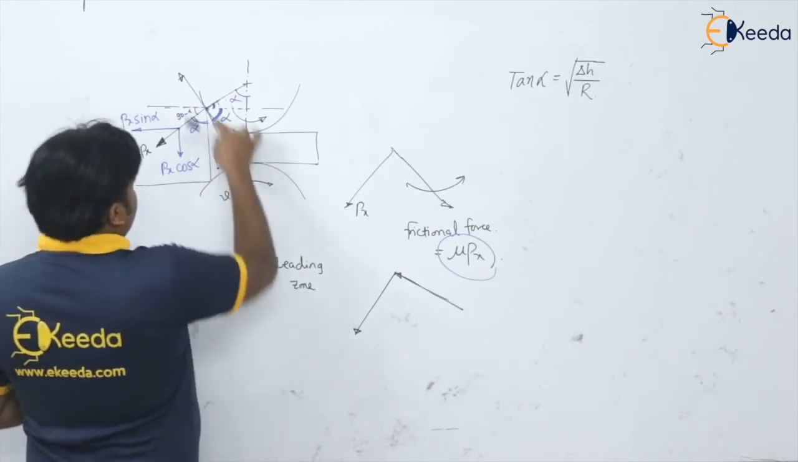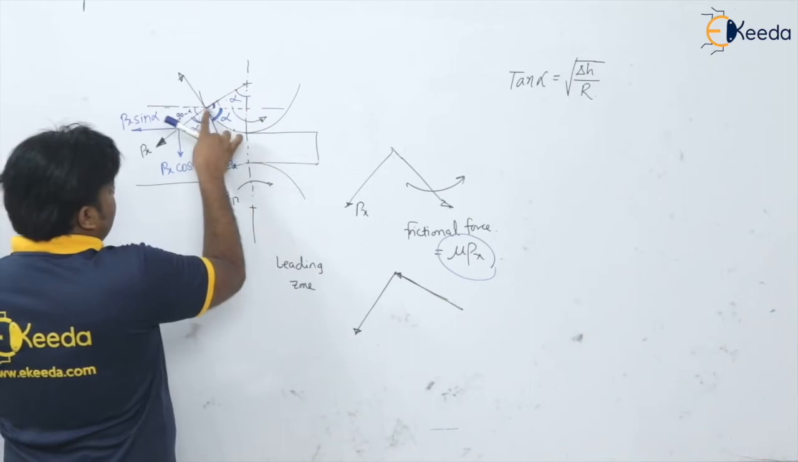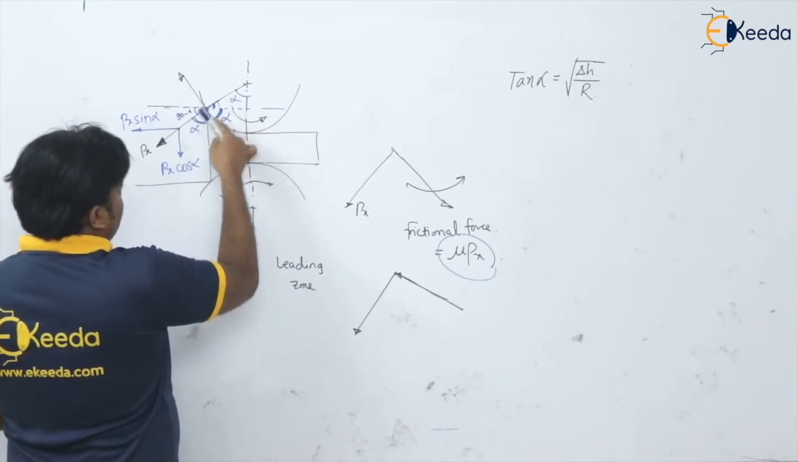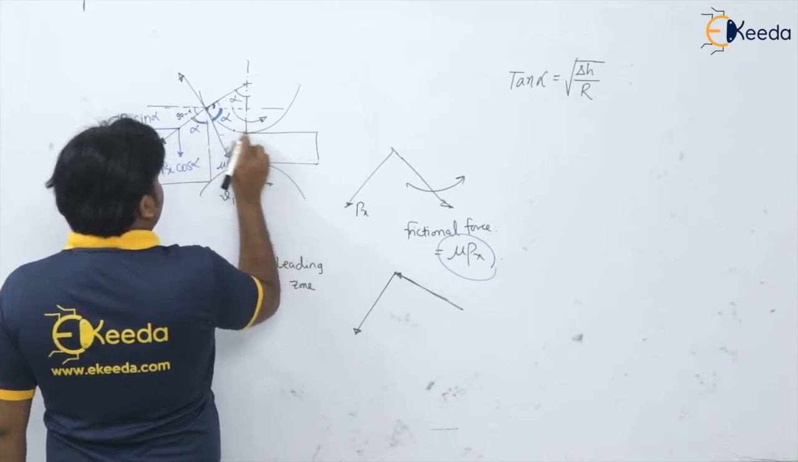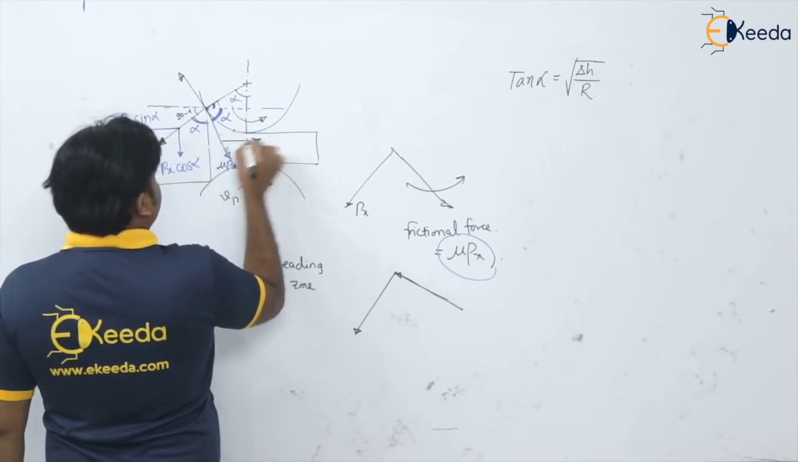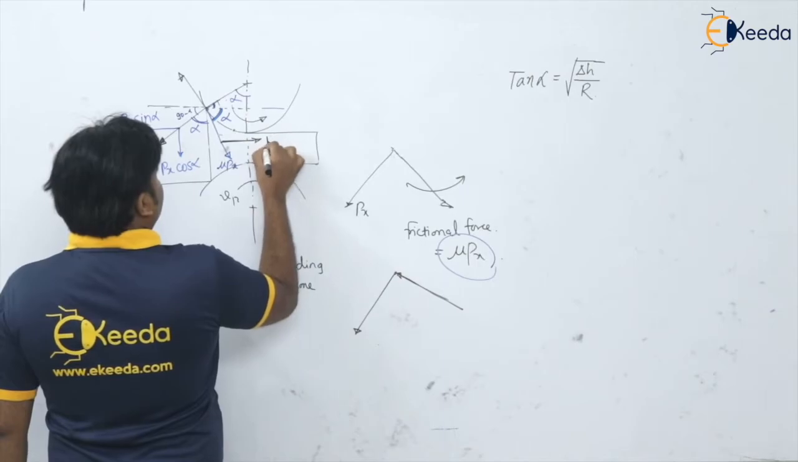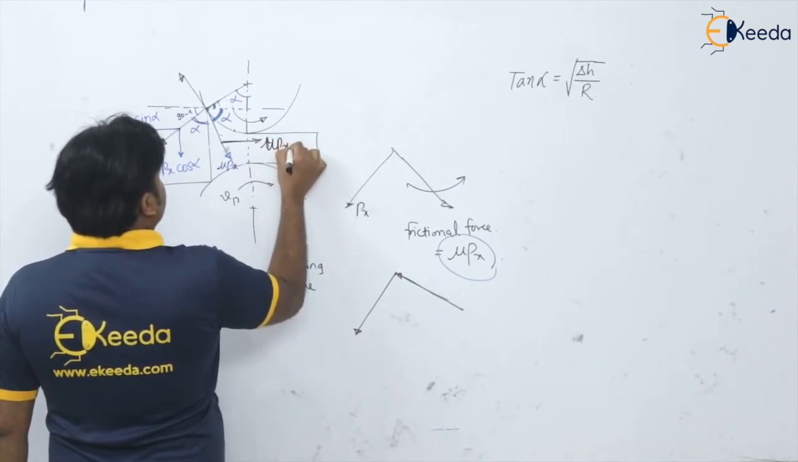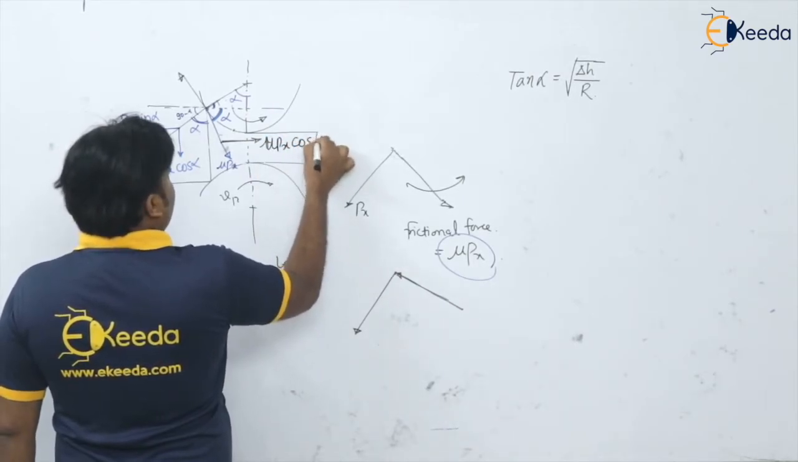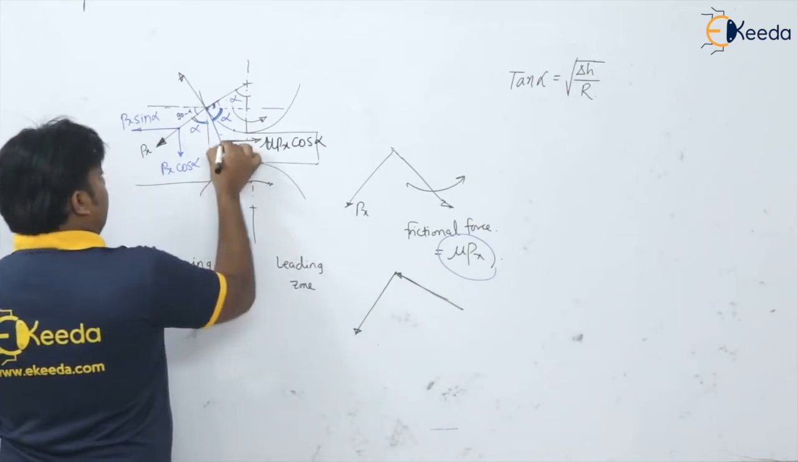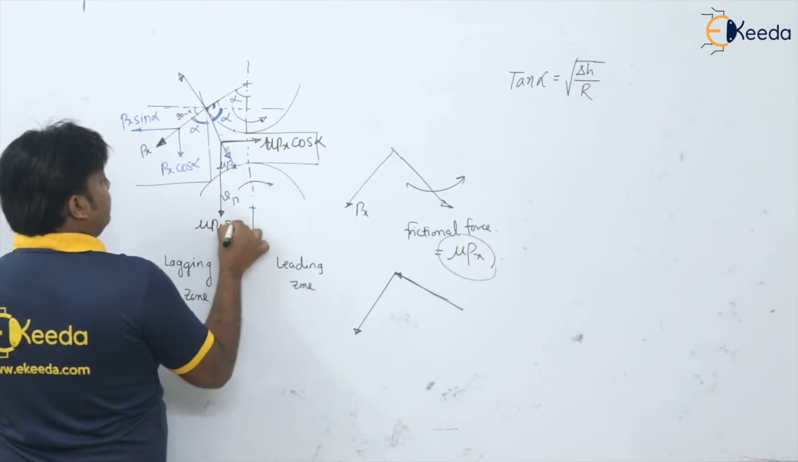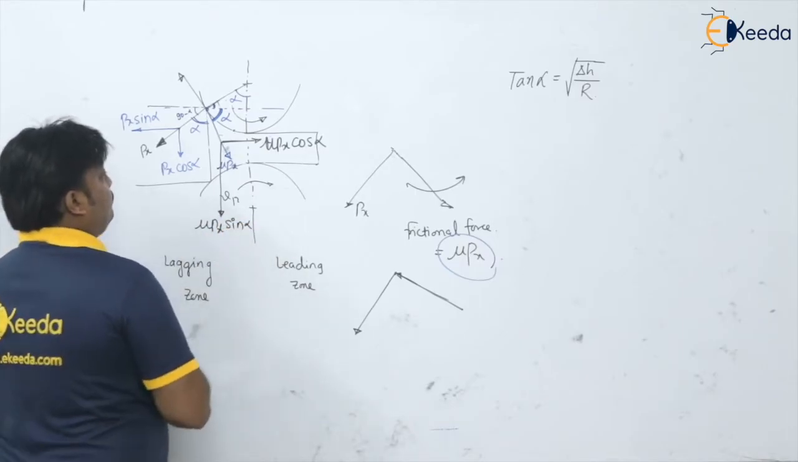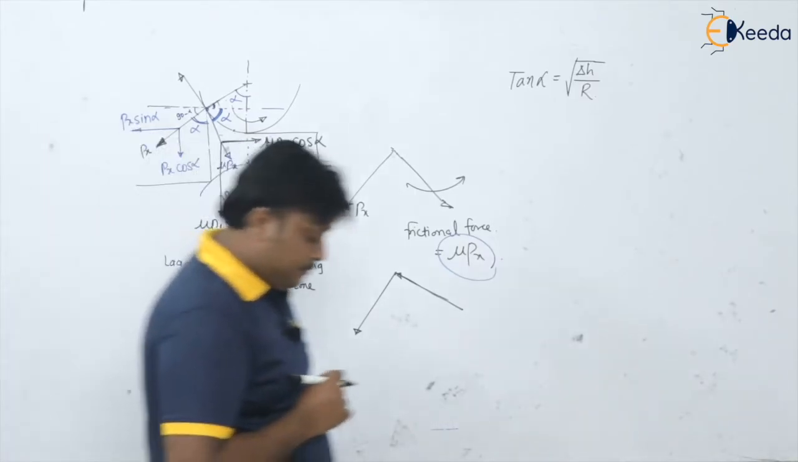Now this is the mu Px and this is the horizontal line, this is alpha. So with the horizontal line, the horizontal component will be mu times Px cos alpha, isn't it? And the vertical component will be mu Px sin alpha. Now I hope it is clear.